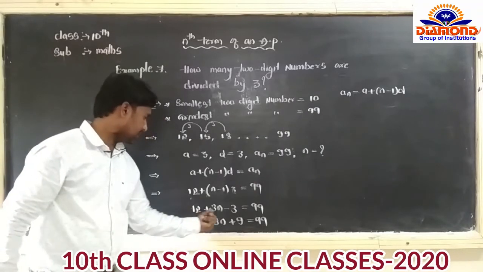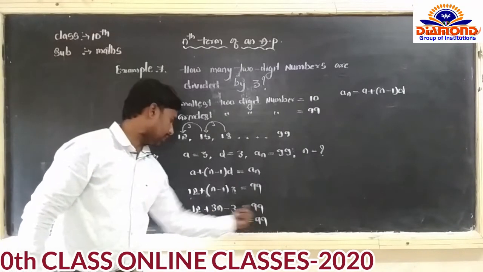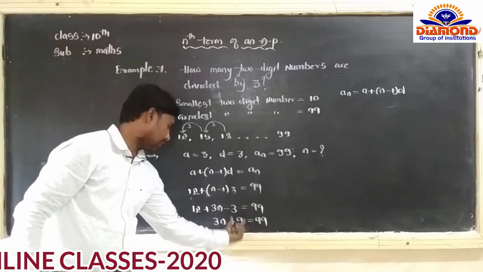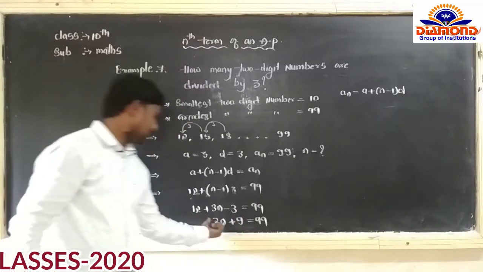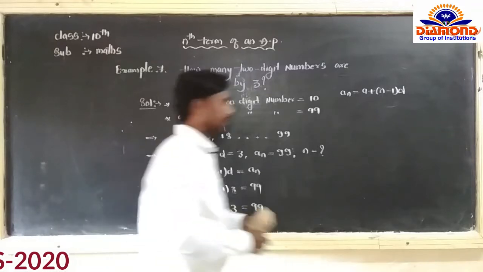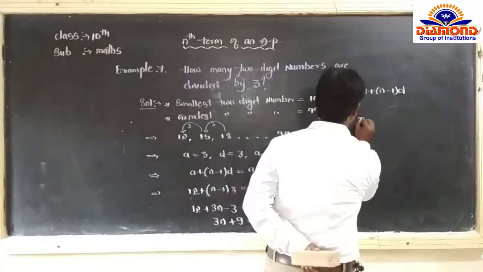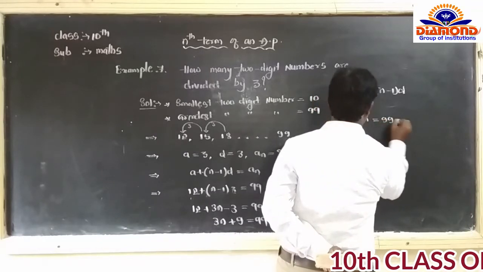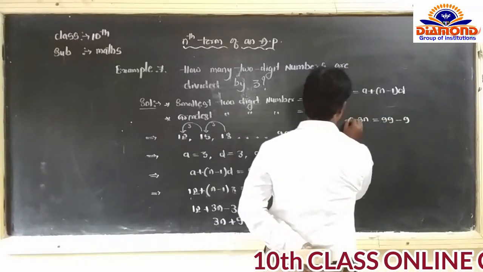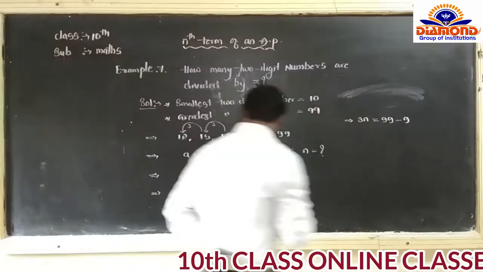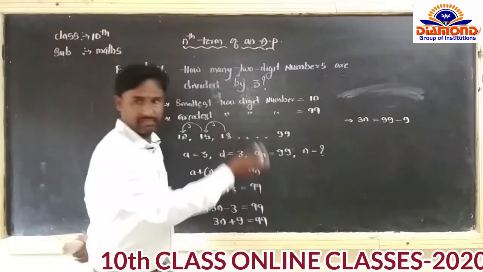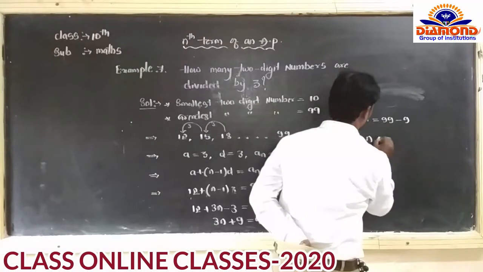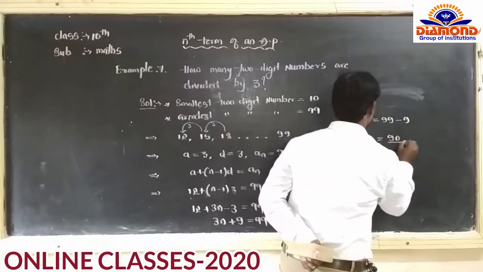So 12 as it is, here 3n minus 3 is equal to 99, plus 12 minus 3 is equal to, answer we got plus 9. Okay, so 3n plus 9 is equal to 99. Come to here, so 3n is equal to 99 minus 9, dear students. Okay, here plus 9 becomes minus 9. Next, n is equal to 90 divided by 3.